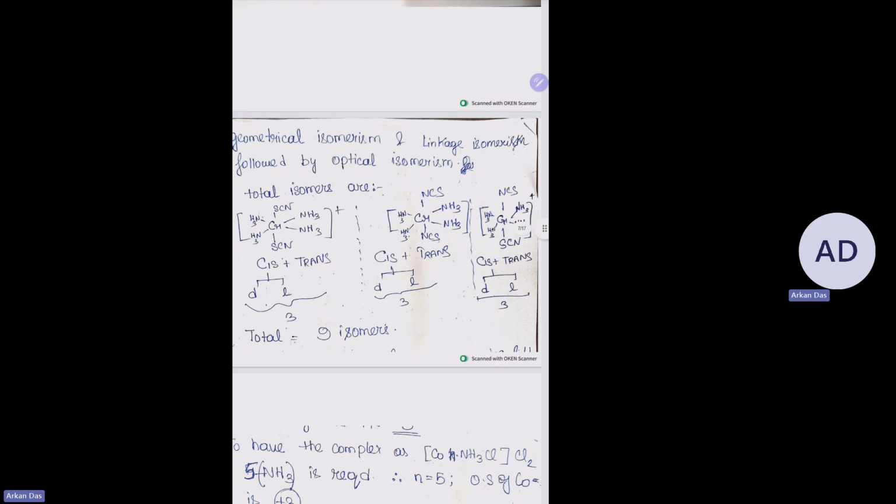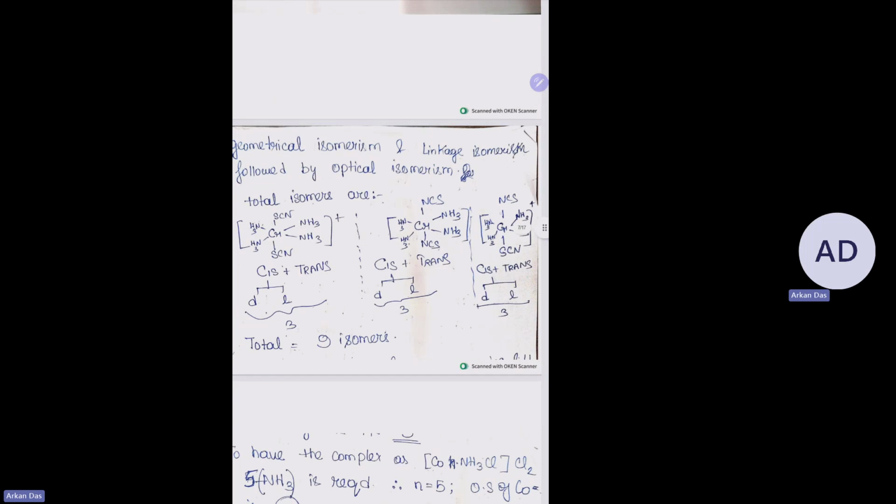In case of the second one, NCS, NCS, here also cis will have both D and L, so 3 will come here. And the last is NCS and SCN. It can also be cis and trans, so with both D and L. So a total of 9 isomers will be possible.